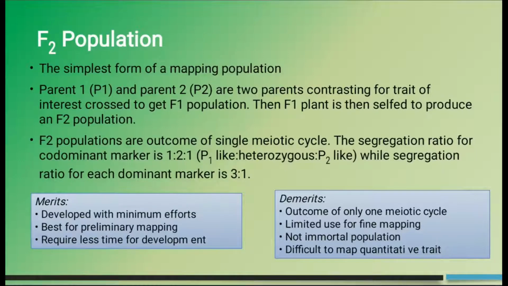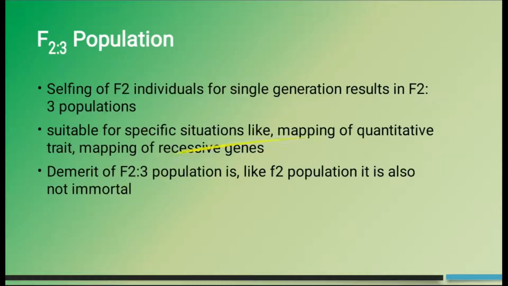The merits are that we can develop this population with minimum effort, it is suitable for preliminary mapping, and it takes very little time. The demerits are that, as the outcome of only one meiotic cycle, we will not get high precision, so we cannot use it for fine mapping. It is also not an immortal population since it is subject to segregation in the next generations, and it is difficult to map quantitative traits using an F2 population.